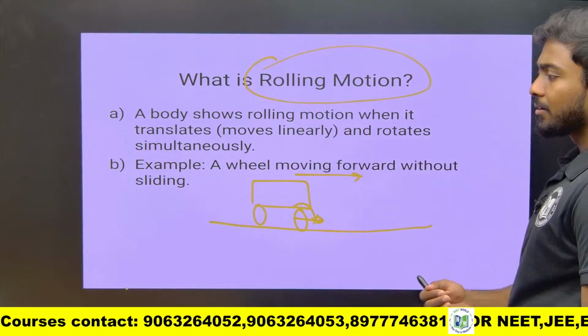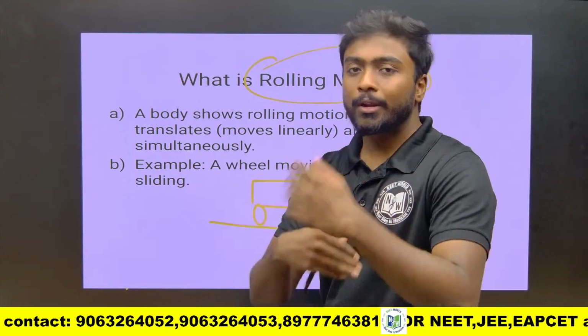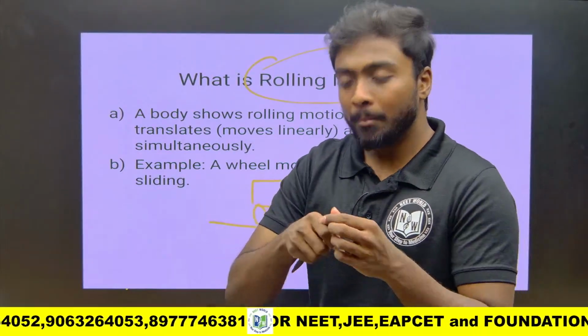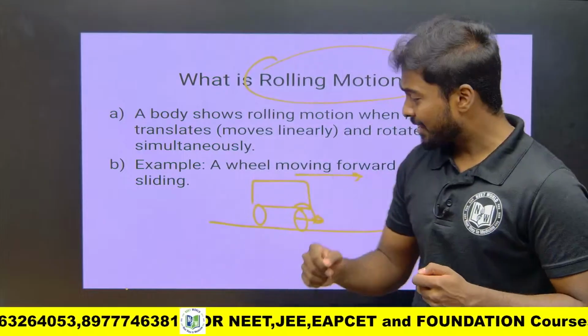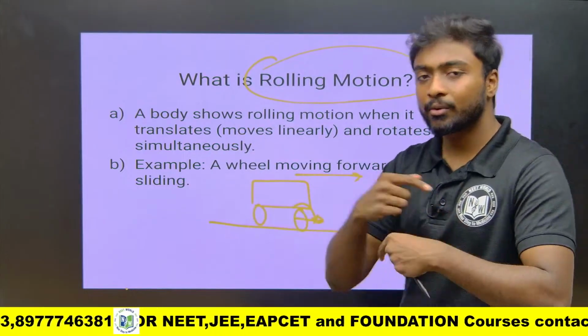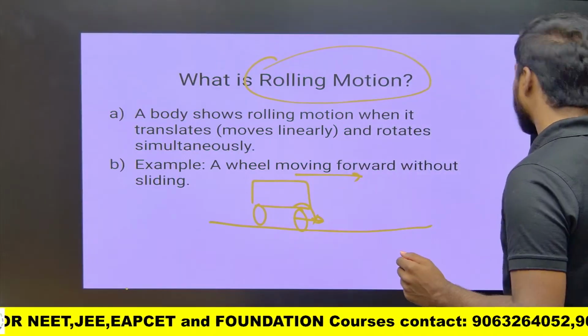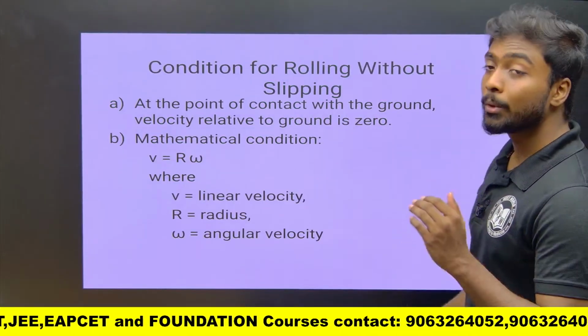If you take this giant wheel, it is simply rotating, but it is not going forward. If I take a wheel, it is rotating as well as going forward. Those are rolling motion. Next, the condition for rolling motion without slipping.